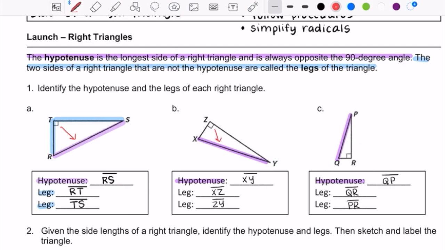So in example B, the hypotenuse is segment XY. And then segment XZ and segment ZY are the two legs of that right triangle. And in the last example over here, segment QP is the hypotenuse of that right triangle, and then segment QR and segment PR are the legs.